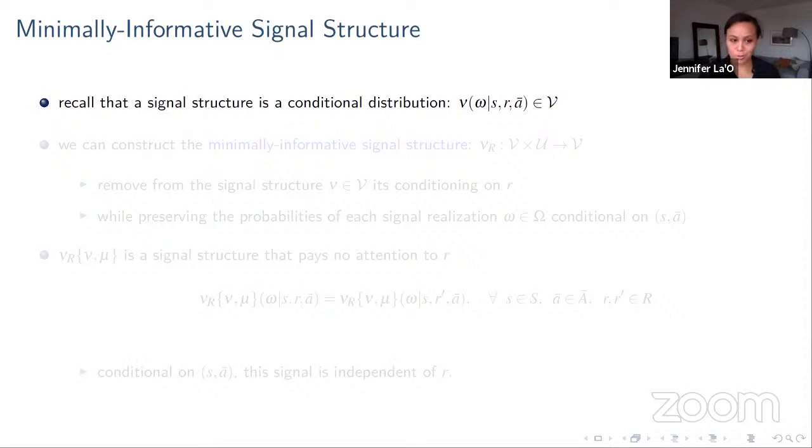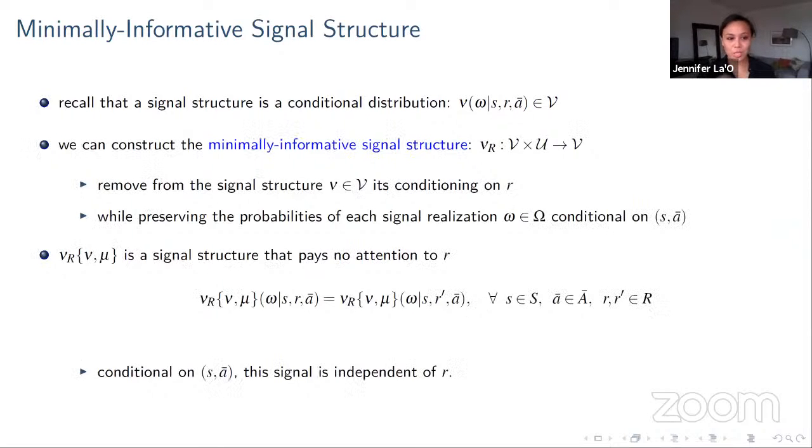Okay, so an intermediate result is that you can take any signal structure, that is, a conditional distribution of omega conditional on S, R, and A bar. I can take any signal structure and remove its conditioning on R while retaining its conditional probabilities of observing omega conditional on S and A bar. We're going to call that the minimally informative signal structure.